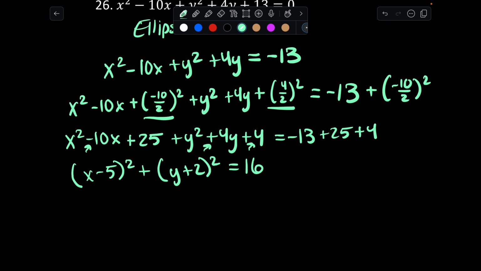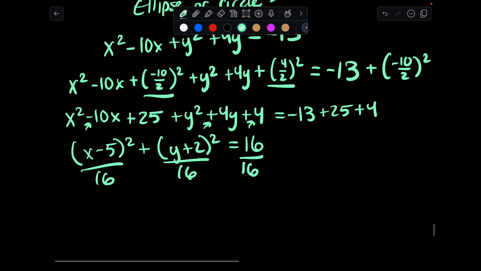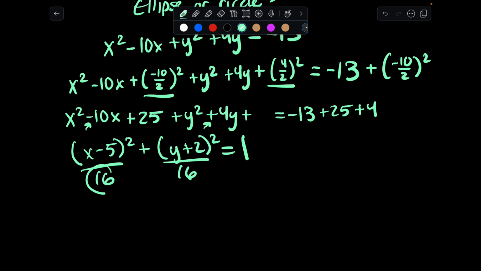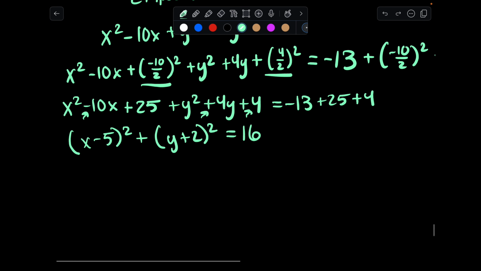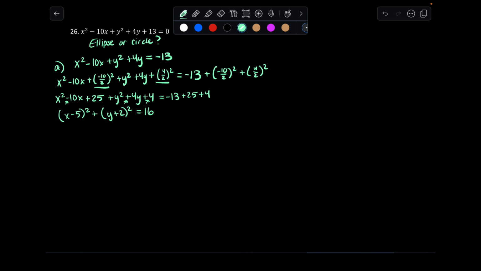Now, if you did divide everything by 16, you would end up with this, where it's divided by 16 is equal to 1. So technically, if you want to set all of your conics equal to 1, you could. But for this one, it's not really efficient because the major and minor axis is the same. It's 4, which means this is just a circle. So that's why we just leave it as equal to 16. All right, that's part A. So now part B, we'll go ahead and get a sketch.